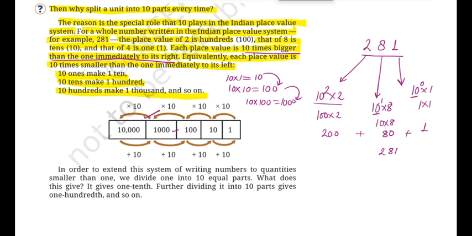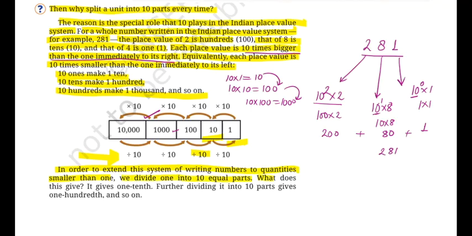Now let us see what happens as we move from the left towards the right. अगर हम इस डायरेक्शन में जाएंगे तो क्या हो रहा है? Each place value is getting divided by 10. 10,000 से divide किया 10 को, so you get 1,000. Then divided by 10 again, you get 100. And then divided by 10 again, you get a 10. And then 1. So as you move from left towards the right, the place values are getting divided by 10, and as you move from the right towards the left, the place values are getting multiplied by a factor of 10.